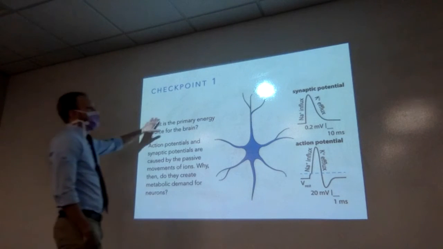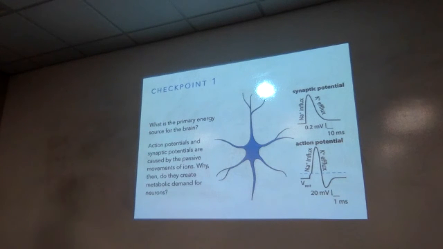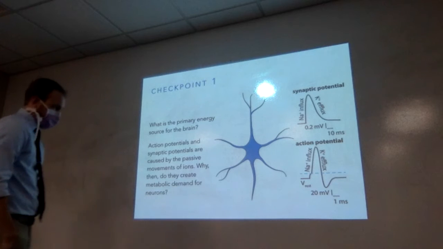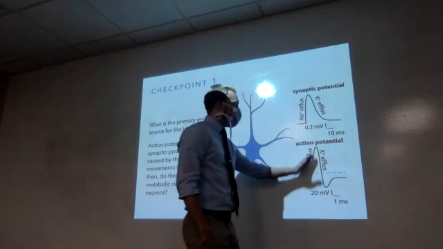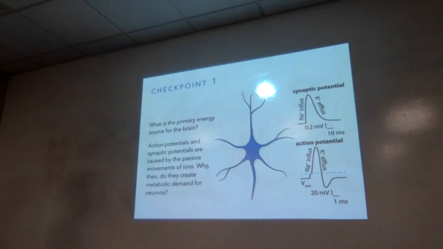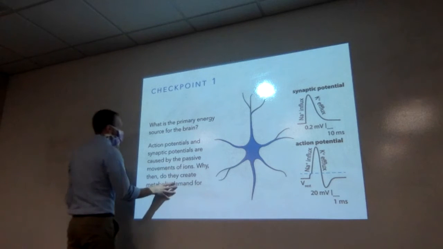We already got this. You told me glucose. Thank you. All right, so we got action potentials, we got synaptic potentials. Let's think about what's going on in these. We got sodium coming in, we got potassium leaving. There's probably that going on simultaneously during synaptic potentials as well. These are passive. So why do they cost energy?